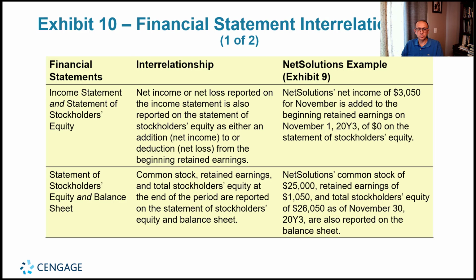So one more time, I want you to remember the financial statements' interrelationships. We have the income statement and the statement of stockholders' equity. The link is the net income or net loss. For the statement of stockholders' equity and the balance sheet, we use the common stock, retained earnings, and the total stockholders' equity at the end of the period. These are reported on the statement of stockholders' equity and the balance sheet.